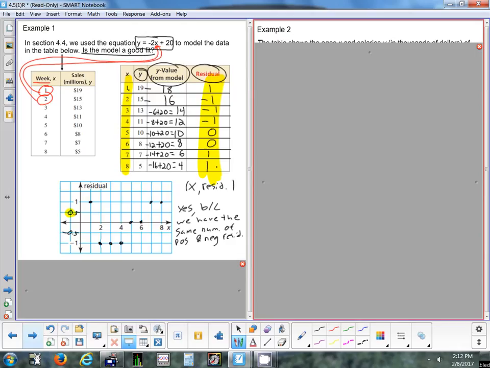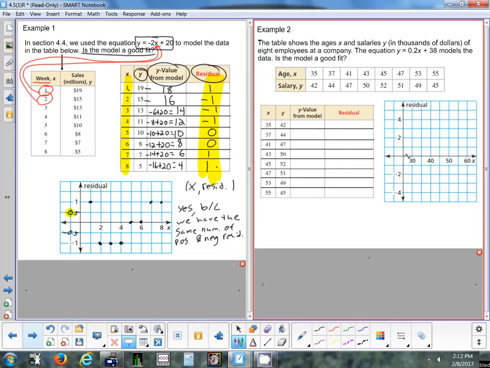So example 2. Okay, so number 2, try to do what we just did in example 1. Find the y value from the model, find your residual, and then make a graph of the residuals. They can use these for this too. So take about 5 minutes and see if you can do what we just did again.